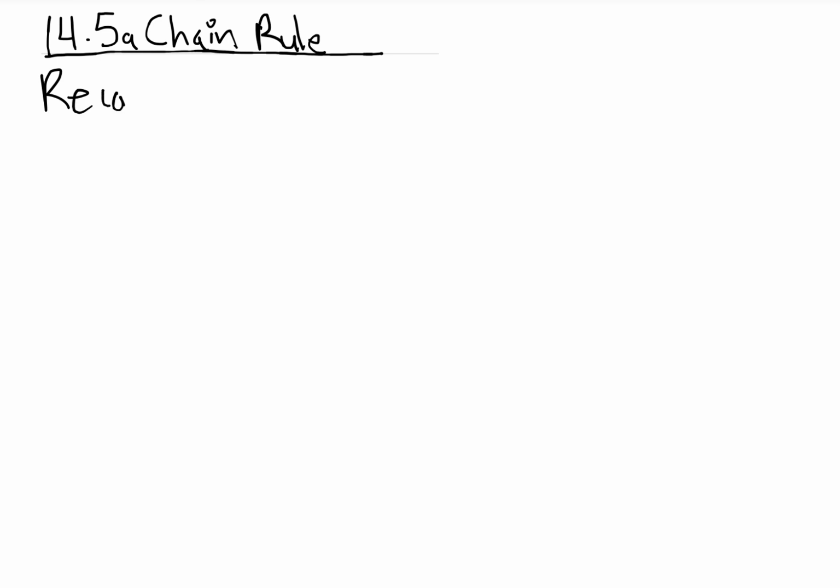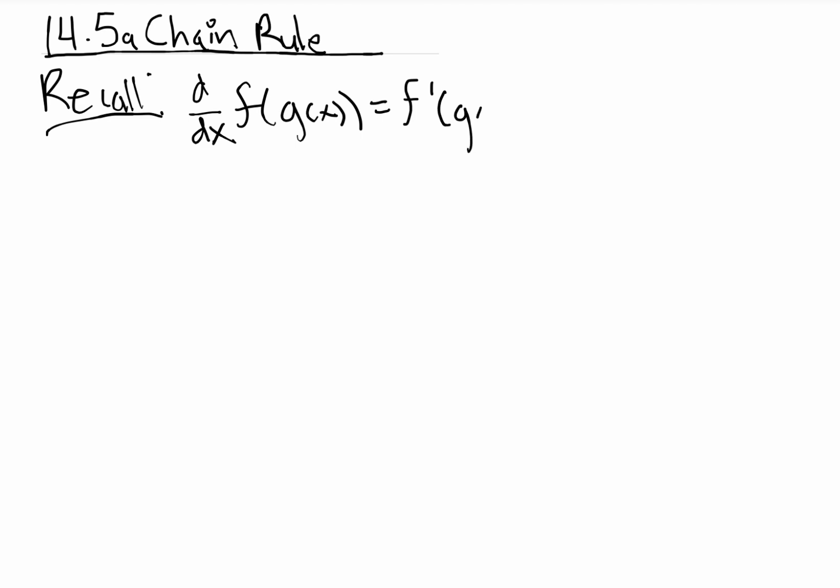One thing I'll want to recall for us is what the chain rule is in the first place. This is our way of dealing with taking derivatives of compositions of functions. Back in Calculus 1, you probably saw a formula that looked something like this: the derivative of f of g of x is f prime of g of x times g prime of x, or more commonly, the derivative of your outside function times the derivative of your inside function.